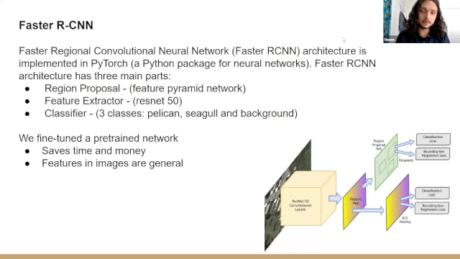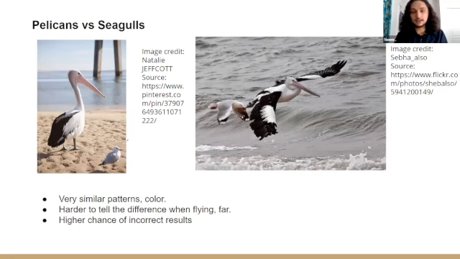For our purpose, we decided to use 3 different classes: pelicans, seagulls, and background. Even though we were just looking at the number of pelicans per image, we decided to include seagulls as well because, if you look at the left-hand side here, you can see that they're pretty different, right? But if you look at the right-hand side, when they're flying, they look very similar.